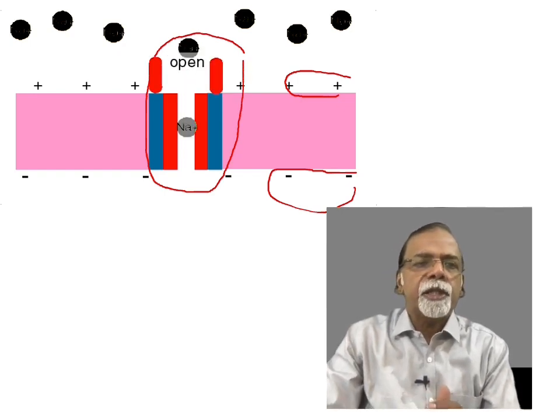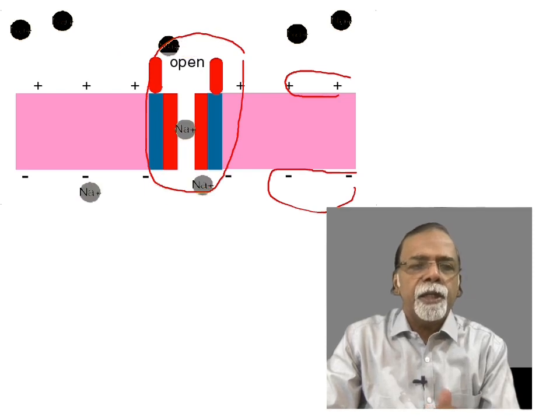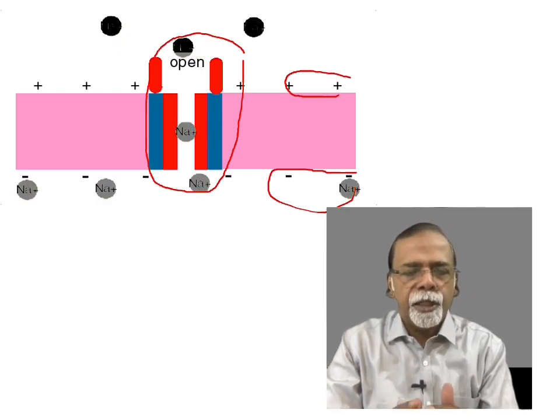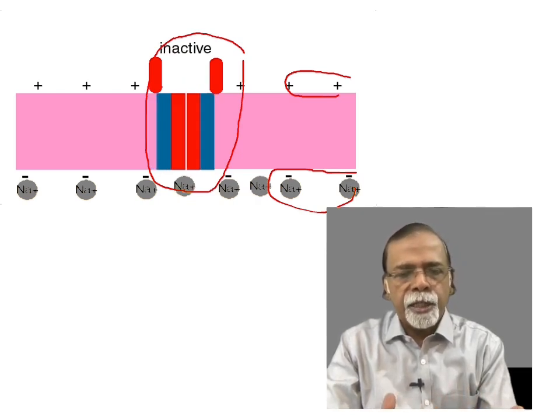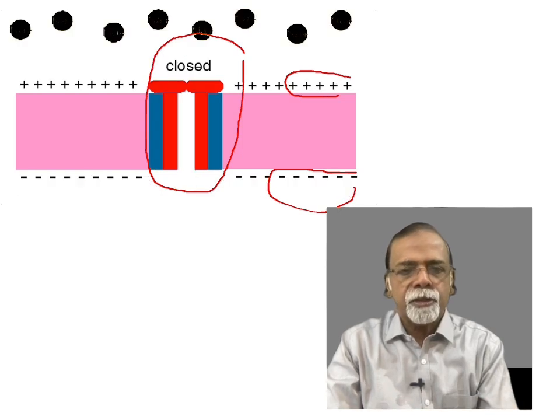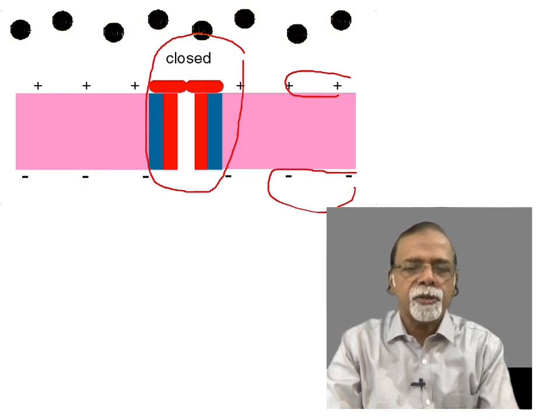You can see a gate here, and some of the channels are activated by voltage; such channels are called voltage gated channels. Voltage gated channels are there for sodium, potassium, calcium, and various other ions also.